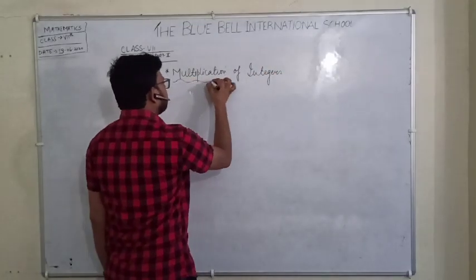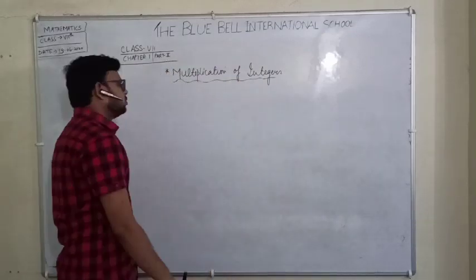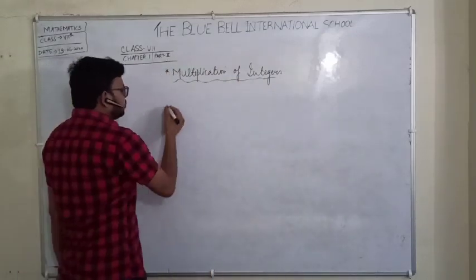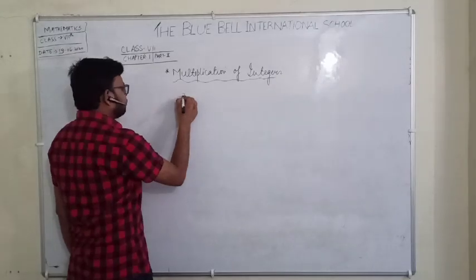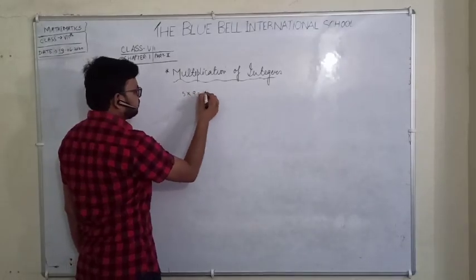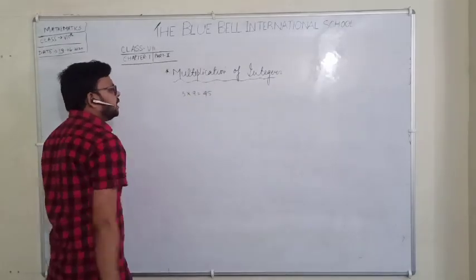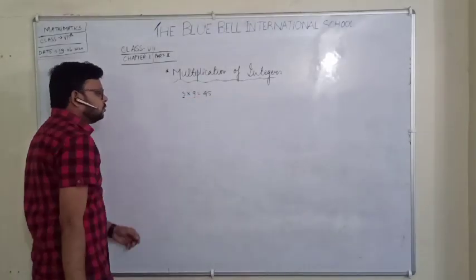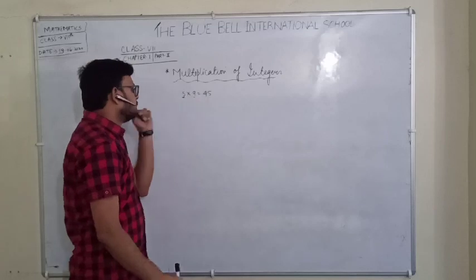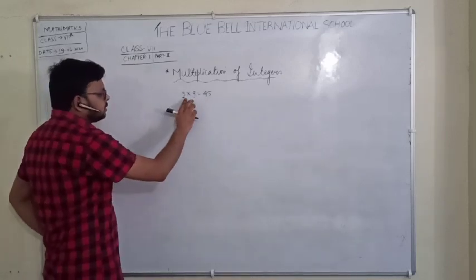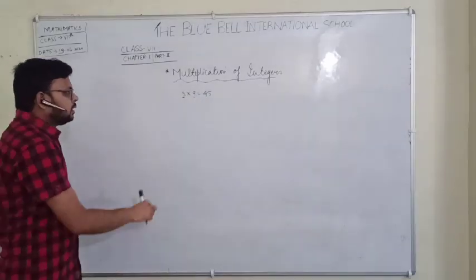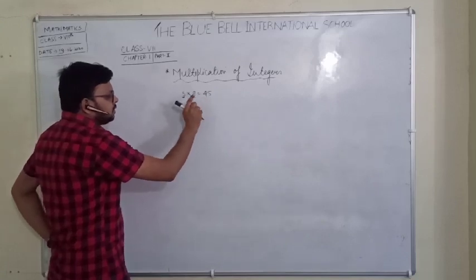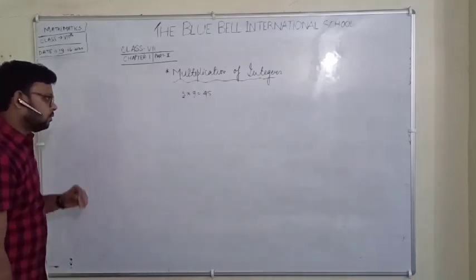There are some rules regarding the multiplication of integers. Suppose we are multiplying two integers, 5 into 9, it is 45. Here 5 is positive and 9 is also positive, so the answer is positive. If we are multiplying two integers having the same sign, the answer will be positive.